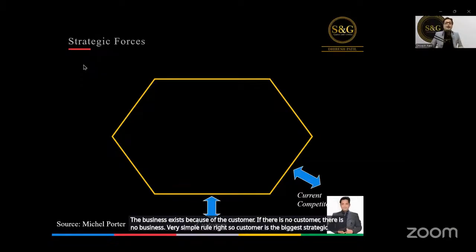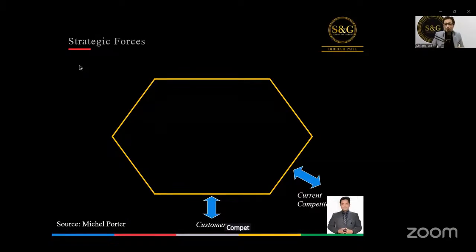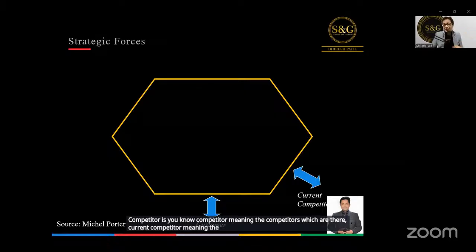The next one is called the current competitor. Competitor meaning the competitors which are there. Current competitor meaning the available competitors in the market right now. You know them already.